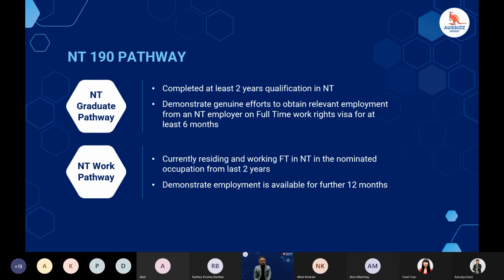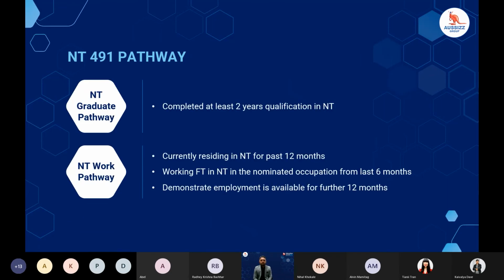NT work pathway. For the candidates who did not study in Northern Territory but are currently living and working full time in their nominated occupation for at least 2 years, they can apply for the 190 and demonstrate that they have a full-time job offer again for a further 12 months. Then you can apply for the 190. For the 491, for NT graduates, you just have to complete 2 years of study and you qualify.